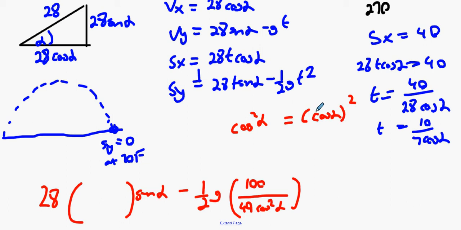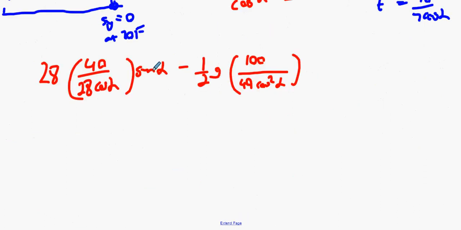Okay. Now, this is also 40 over 28 cos alpha. Now, if we remember all our training, what can we say first? What's sine alpha divided by cos alpha? Tan alpha. The 28's cancel. And I'm left with 40 tan alpha.